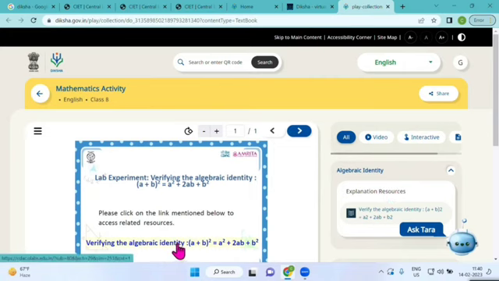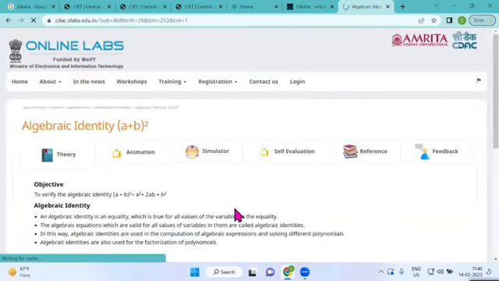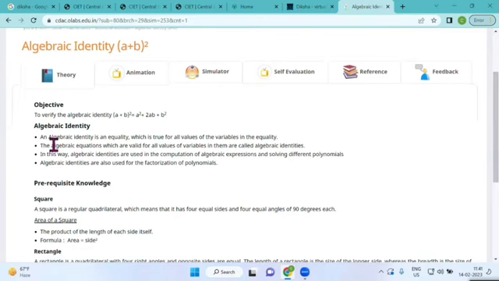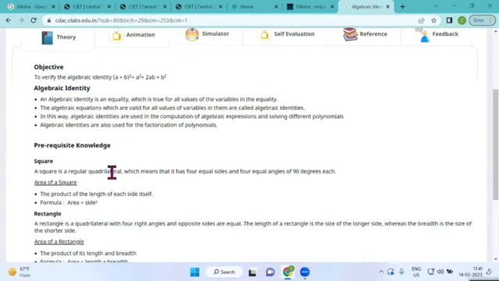So firstly we will click on this activity, verifying the algebraic identity. On the first page we have a theory which is based on the algebraic identity. What is an algebraic identity and what we are going to explain in it, all the explanations are there, and we also have previous knowledge attachments. For previous knowledge we know what a square is and what the area of a rectangle is, so such areas we all need in the simulation.